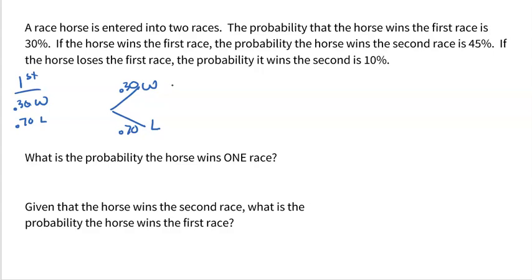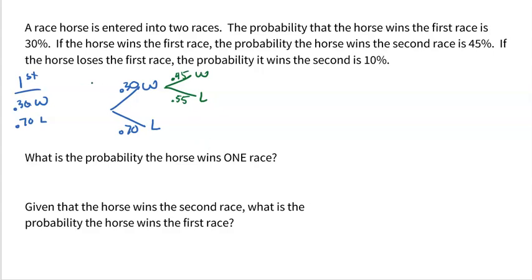The probability the horse wins the second race is 45%. So if he wins the first, on the second race, he could also win or lose. And it says if he wins the first, 45% chance he wins the second, which would, again, you got to use a little bit of math in your head here or in your calculator. 45% chance he wins the second, 55% chance he loses. Good. Got to add up to 1.